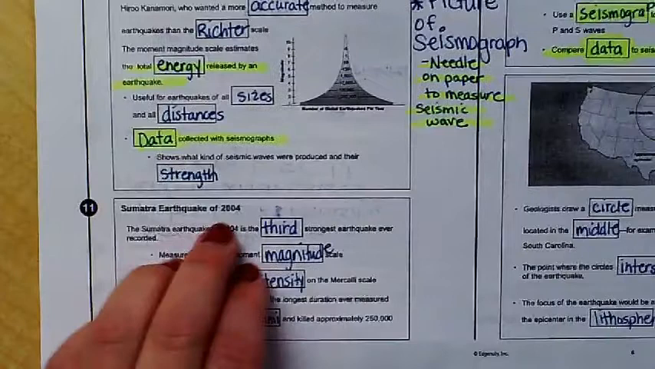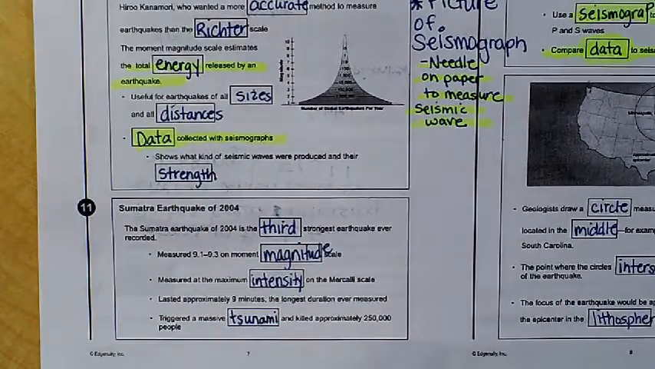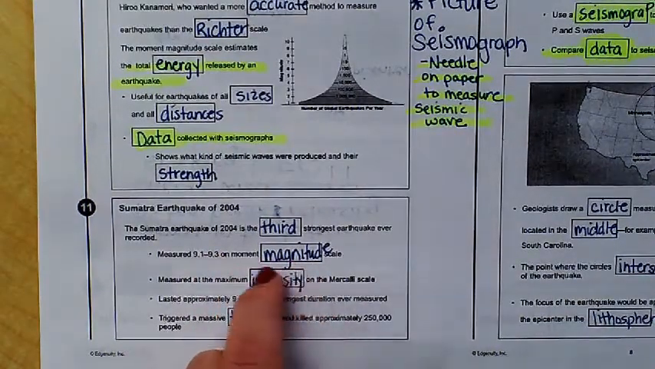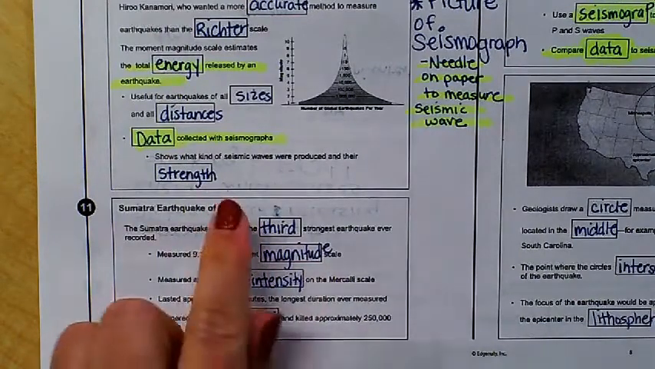The Sumatra earthquake of 2004 is the third strongest earthquake. It measured a 9.1 to 9.3, somewhere around in there, on the moment magnitude scale. So that's even larger than the Japan earthquake, which I thought was the third strongest. It is actually the fourth strongest now, after Sumatra.